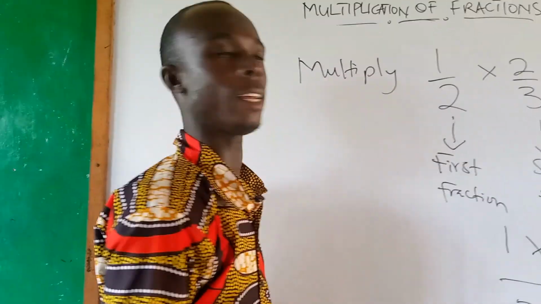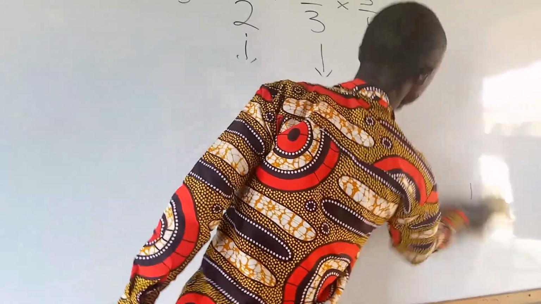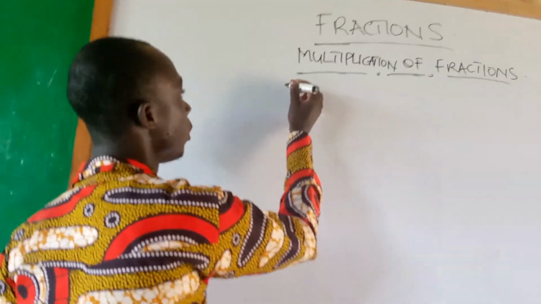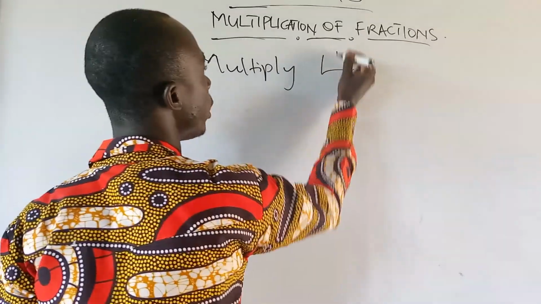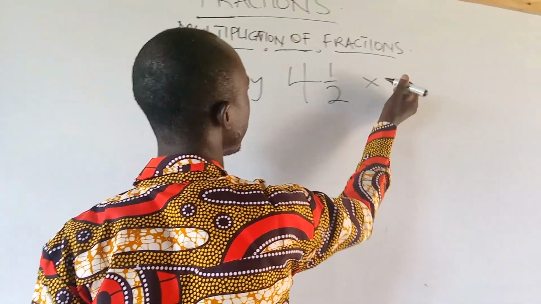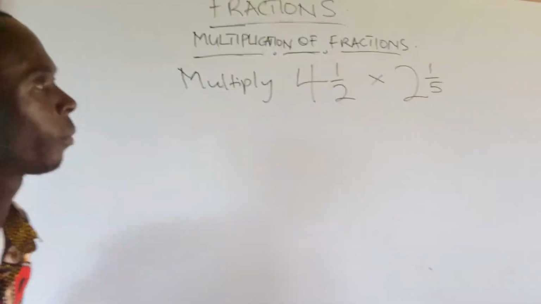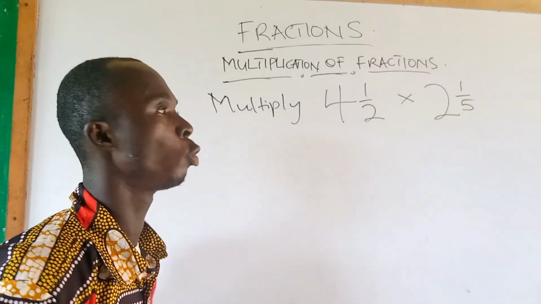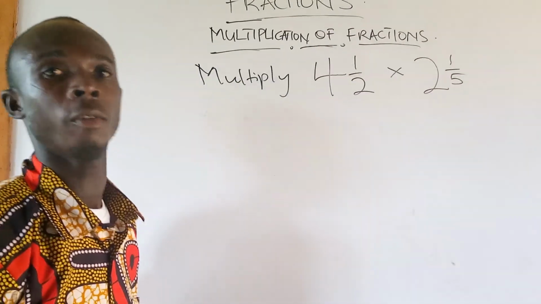Let's solve the last example on multiplication of fractions. Multiply 4 whole number 1 over 2 by 2 whole number 1 over 5. You see, this time I have given both fractions to you as mixed fractions. To solve this question, you change both mixed fractions to improper fractions.